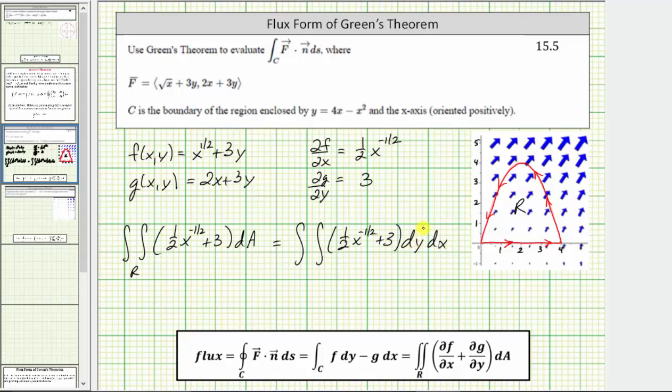And now to determine the limits of integration for y, notice how the region R is bounded below by y equals 0 and above by the curve y equals 4x minus x squared. The limits of integration for y are from 0 to 4x minus x squared. And now for the limits of integration for x, we integrate from 0 to 4. Let's evaluate this on the next slide.